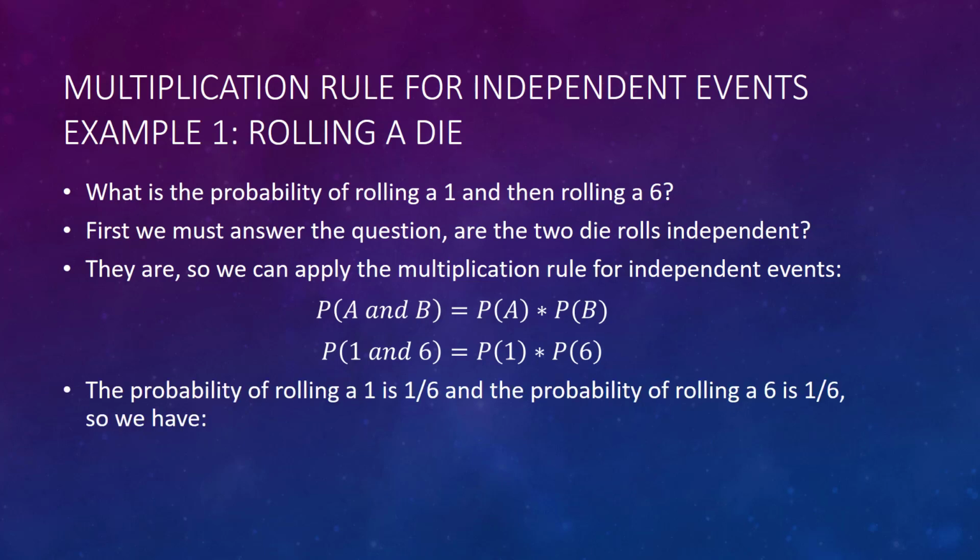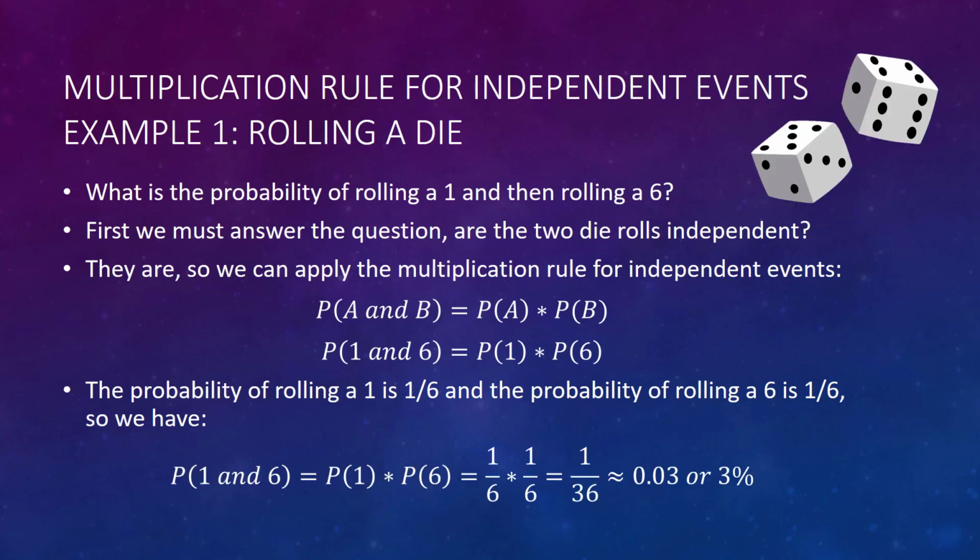In our basic probability video, we learned how to calculate the probability of die rolls. So we know that the probability of rolling a 1 is 1 over 6, and the probability of rolling a 6 is also 1 over 6. So as we calculate our probabilities, we have 1/6 times 1/6. This is 1 over 36, which is about 3%.